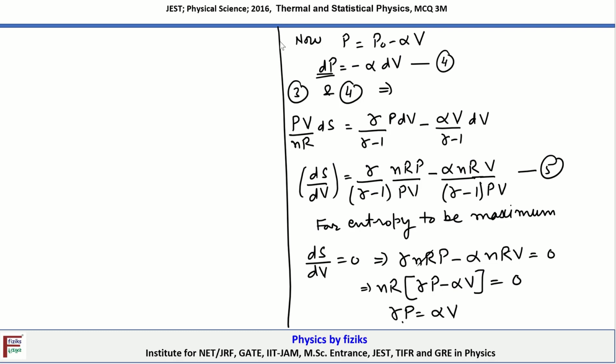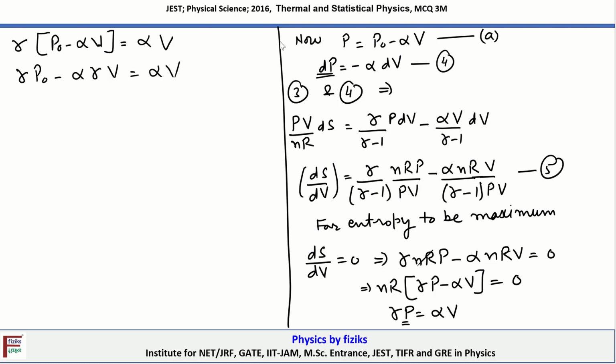Now here again we will make use of the value of P that's given to us, which we called equation A. So we are going to replace P with P naught minus alpha V, so gamma times (P naught minus alpha V) is equal to alpha times B. Or gamma P naught minus alpha gamma V is equal to alpha times B. Upon further arrangement, alpha V plus alpha gamma V is equal to gamma times P naught.